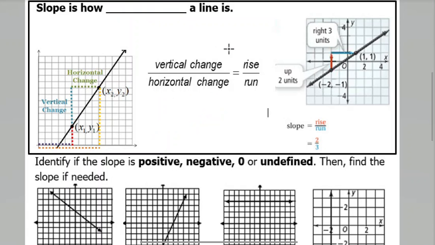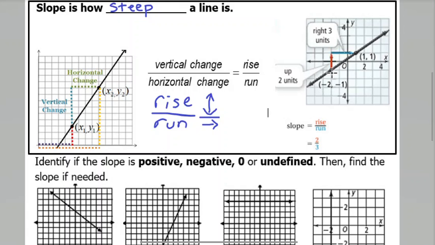Today we're going to learn about slope. Slope is how steep a line is. It shows the vertical change over the horizontal change, or how much a line goes up and how much it goes over. We remember this by rise over run. The rise is how many units up or down it goes, and the run is how many units over it goes.